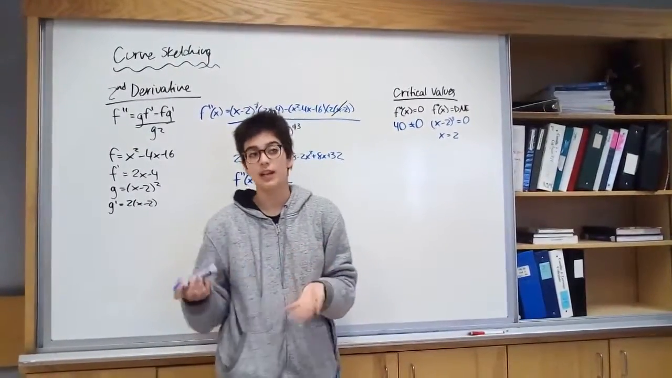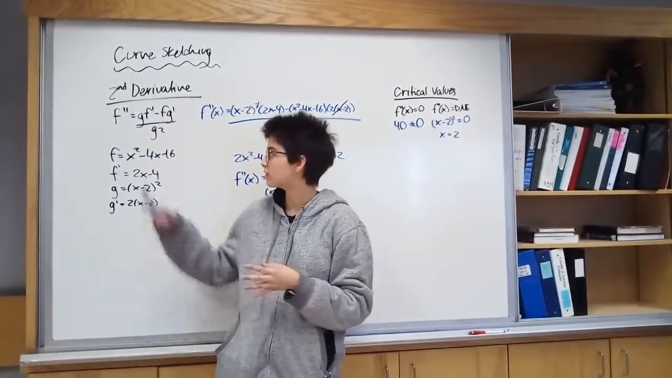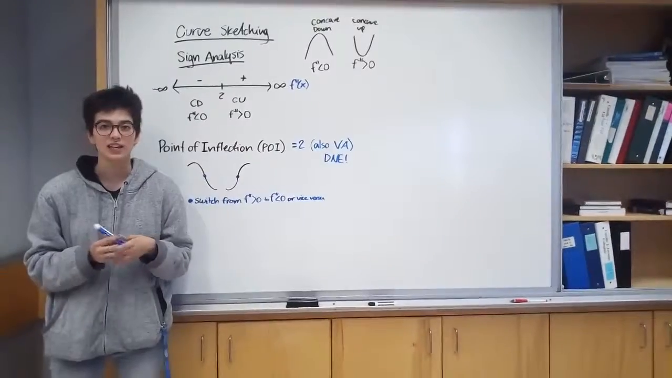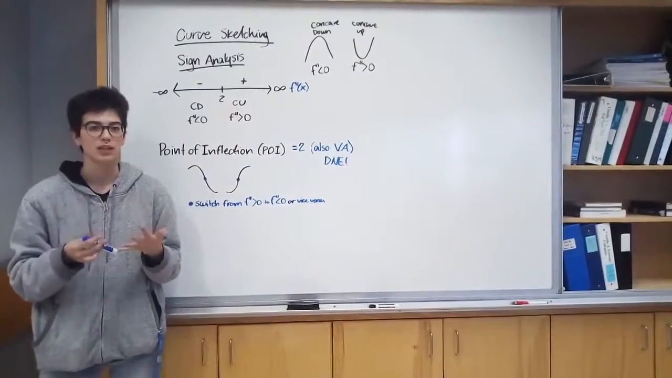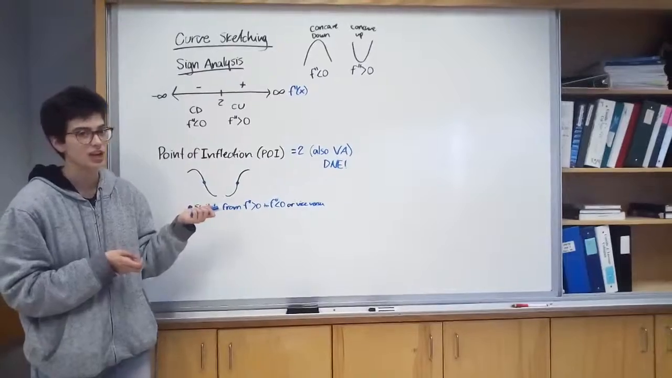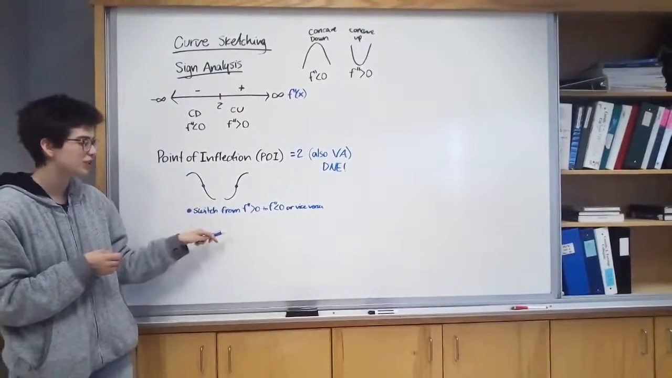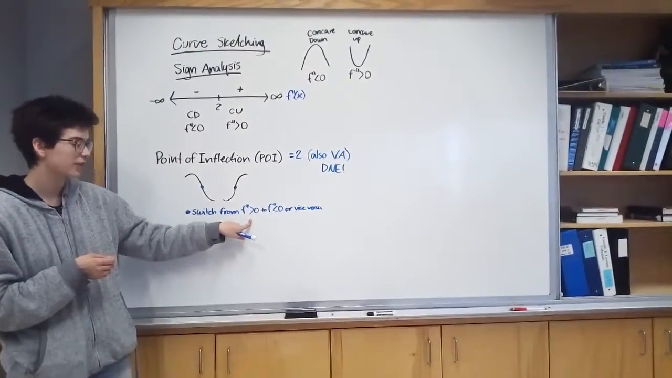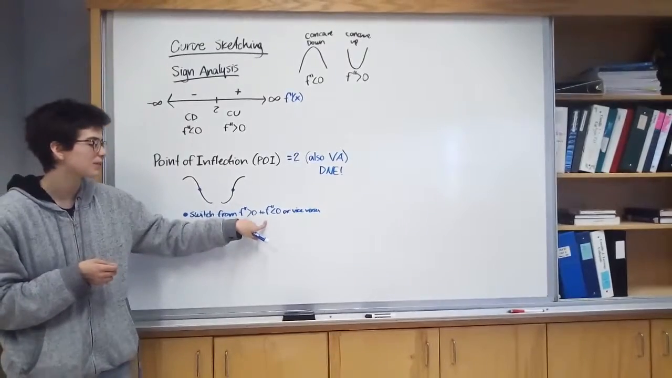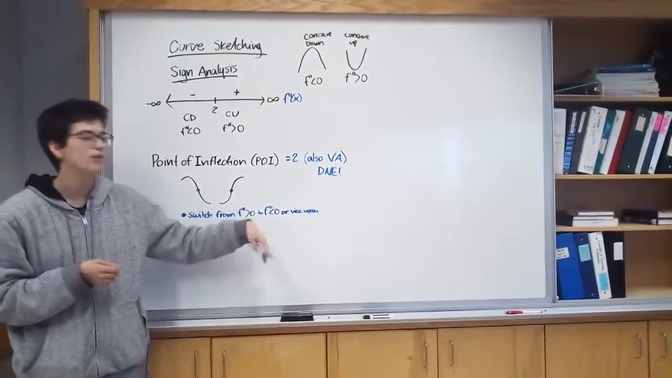And now with sign analysis, I'm going to explain to you what this means for our second derivative. The second derivative is necessary for finding something up next called the point of inflection. And the point of inflection is a switch from the second derivative being greater than 0 or smaller than 0, or vice versa.